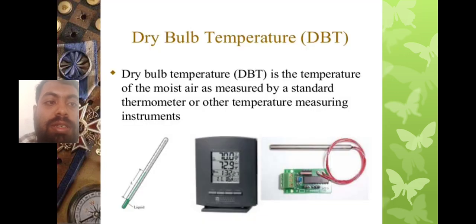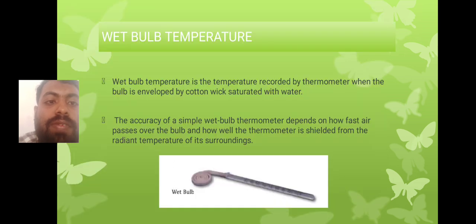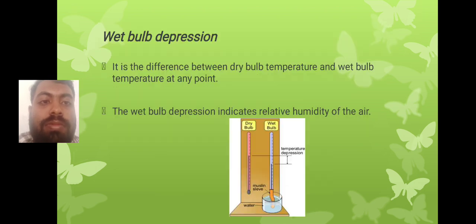Dry bulb temperature, or DBT, is the temperature of the moist air as measured by a standard thermometer or other temperature measuring instruments. Then wet bulb temperature. Wet bulb temperature is the temperature recorded by a thermometer when the bulb is enveloped by a cotton wick saturated with water. The accuracy of a simple wet bulb thermometer depends on how fast air passes through the bulb and how well the thermometer is shielded from the radiant temperature of its surroundings.